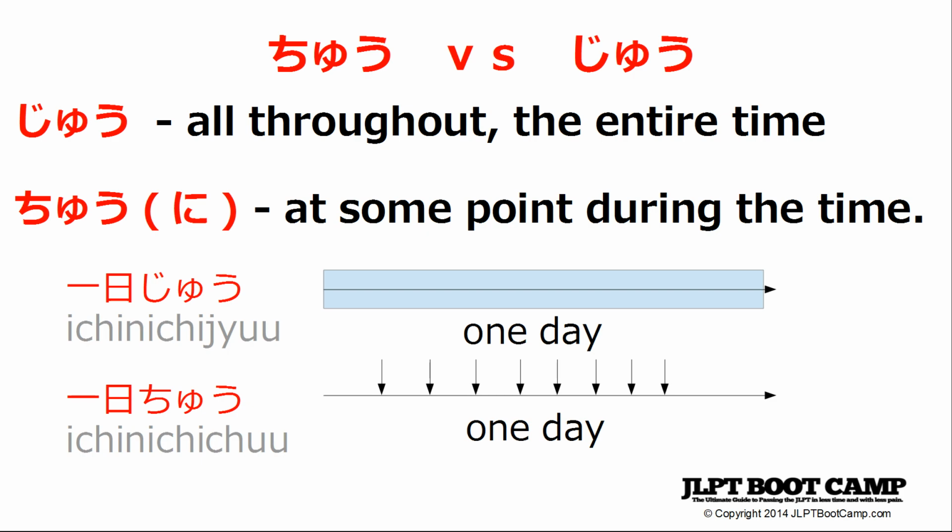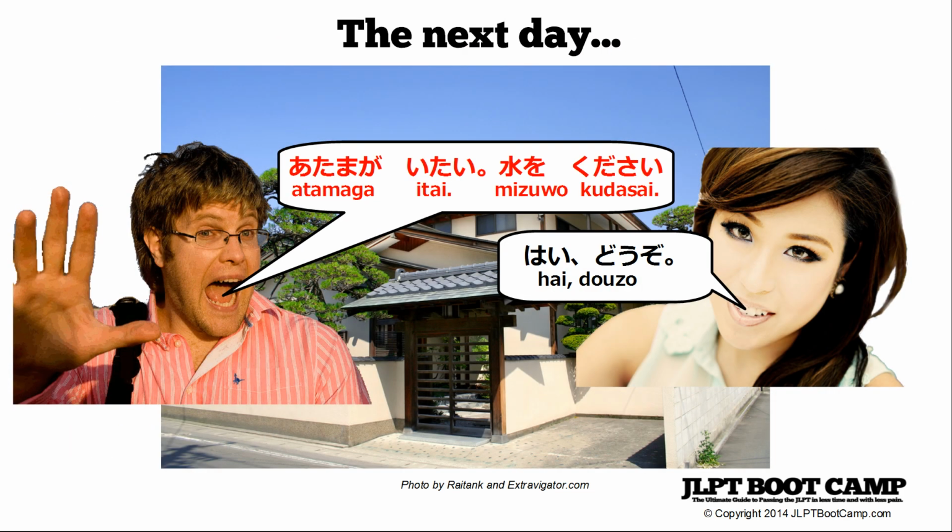Moving on. The next day, you're tired, you have a headache, you've been drinking all night. So you say, atama ga itai, mizu o kudasai. And atama is your head, itai is hurts, mizu is water, of course, and kudasai, you're making a request here. O kudasai. Although sometimes this o can be dropped in more casual speech.